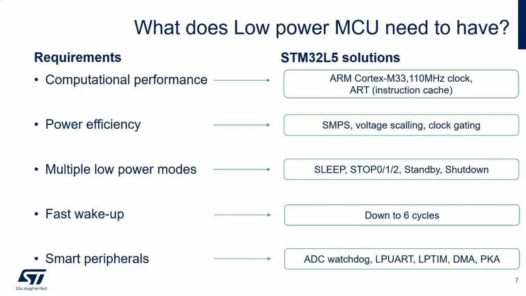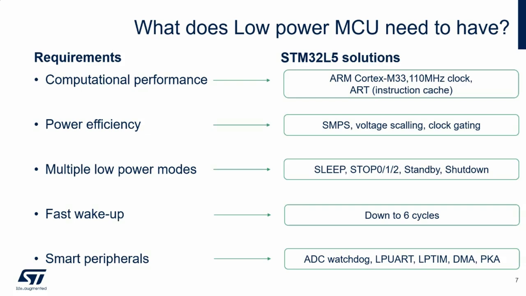Once we are familiar with the profile of a typical low power application, let's try to identify a list of requirements for an ultra-low power microcontroller. And let's speak about the solutions of STM32L5, which address them. The first requirement for a microcontroller is computational performance. This feature is needed because it allows faster execution of tasks in the active phase of the application and reduces the amount of time spent in it. In order to address this requirement, STM32L5 offers the performant Cortex-M33 core, system frequency up to 110 MHz, and the so-called ART accelerator, a cache memory which reduces the number of flash wait states.